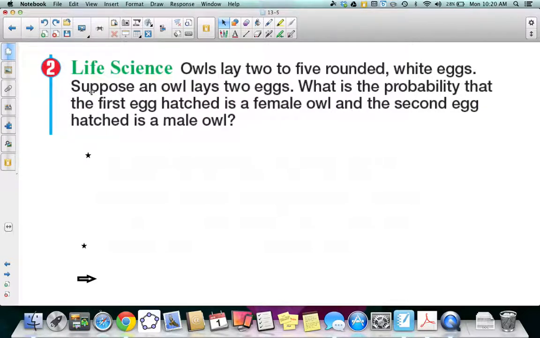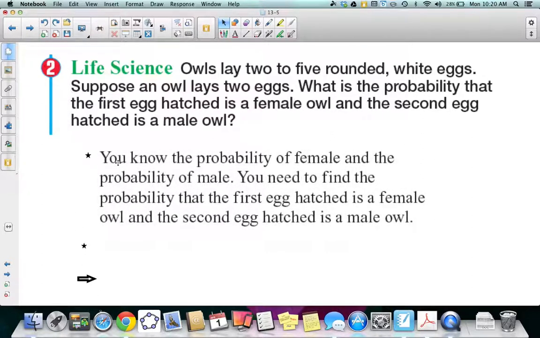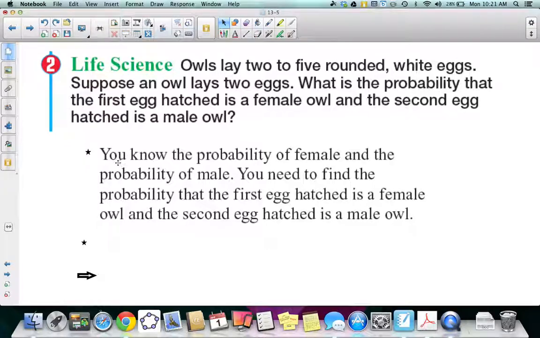Let's look at example number 2, life science. Owls lay two to five rounded white eggs. Suppose an owl lays 2 eggs. What is the probability that the first egg hatched is a female owl and the second egg hatched is a male owl? We know from our genetics lesson how to get the probability of getting a male and a female offspring. In this case, you need to find the probability that the first egg hatched is a female owl and the second egg hatched is a male owl.